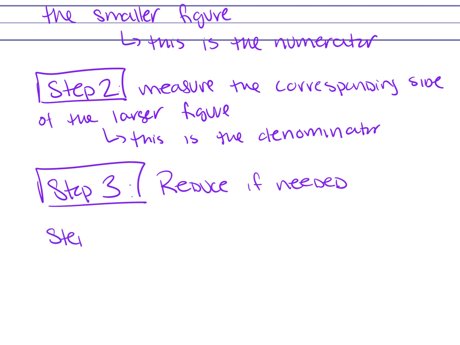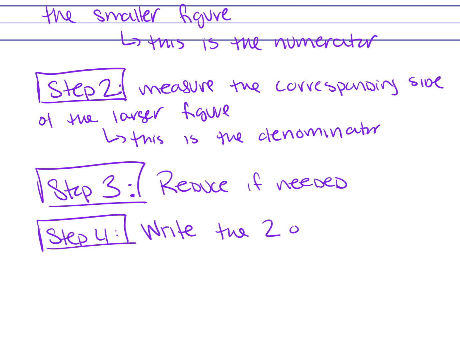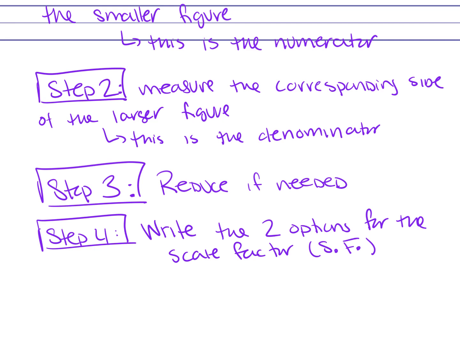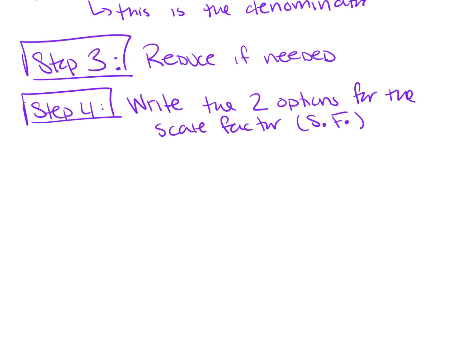Step 4. Now this is the step where I think I confused you guys because we were doing it, but I didn't really explain what we were doing. So step 4, you're going to write the 2 options for the scale factor. And I use capital S, capital F for scale factor because I don't write it out every time. But sometimes you guys don't know what I'm doing. So when you see SF, I'm talking about scale factor.